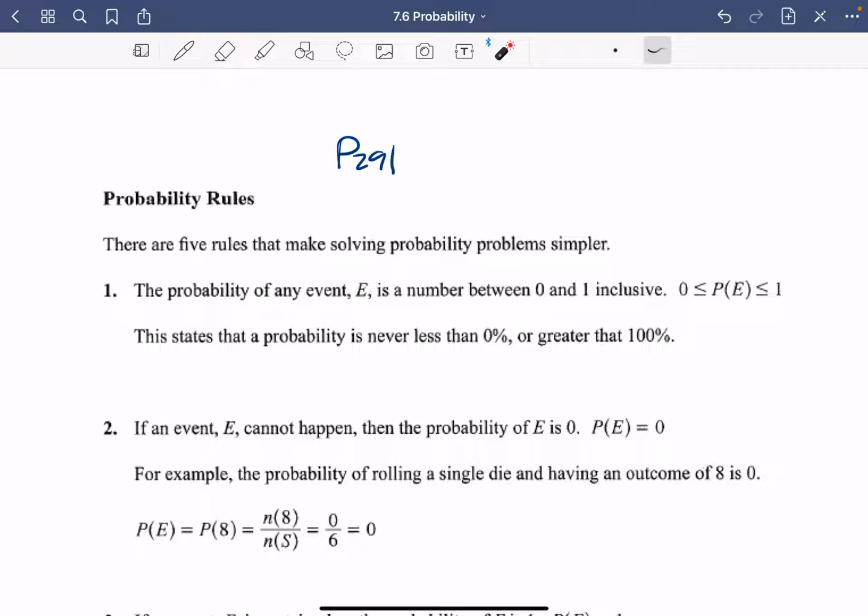So the first rule says that the probability for any event will be between 0 and 1. Okay? So the probability of an event is between 0 and 1. It's never going to be less than 0, like a negative, and it's always going to be less than or equal to 1. It's never going to be more than 1. So probability will be between 0% and 100% inclusive.